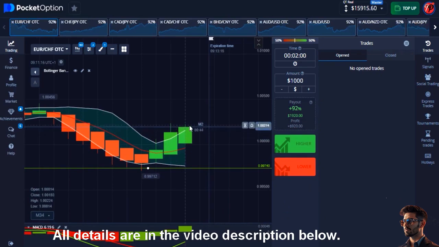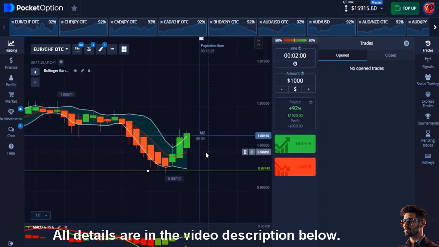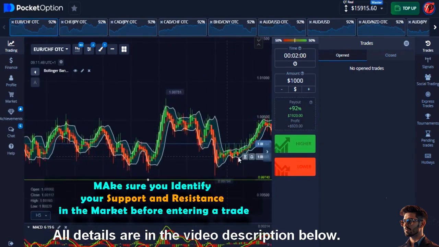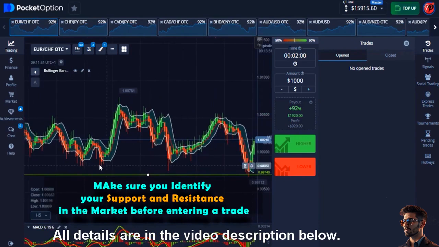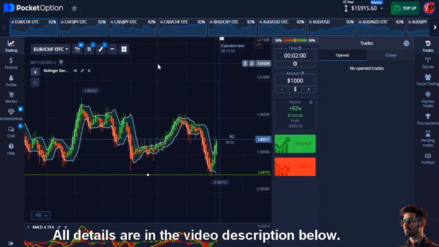There's no choppy candlestick in this position. So when you find this position in the market, you can always go ahead and enter a trade. Before you enter a trade, always make sure that you're spotting the level the market is at. Make sure that you highlight your support level anytime you're going for an up trade, or your resistance level anytime you're going for a down trade.